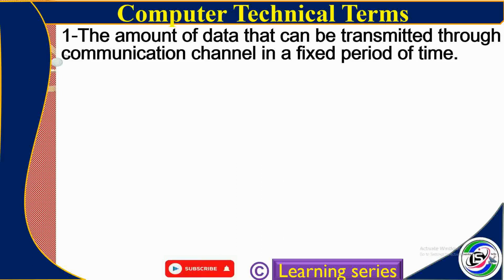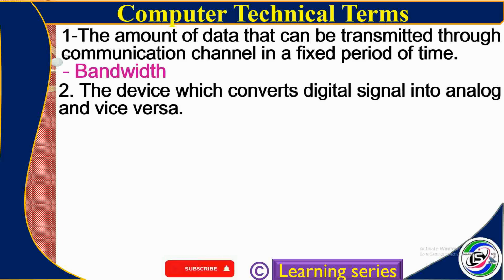Some important computer technical terms. Number 1. The amount of data that can be transmitted through communication channel in a fixed period of time. Bandwidth. Number 2. The device which converts digital signal into analog and vice versa. Modem.